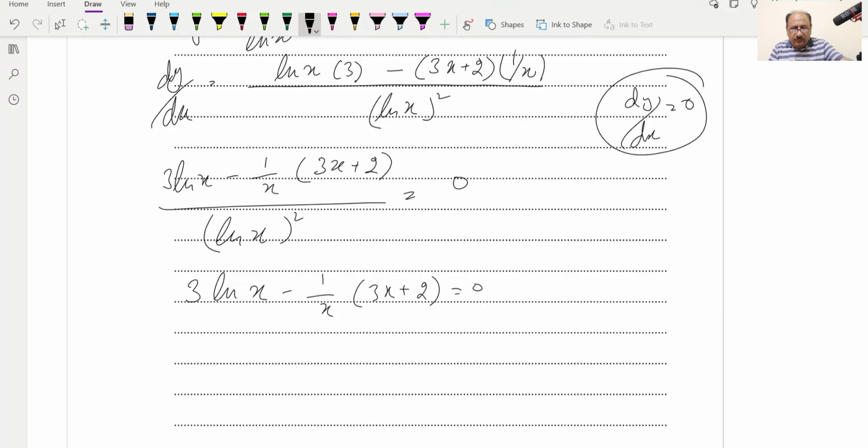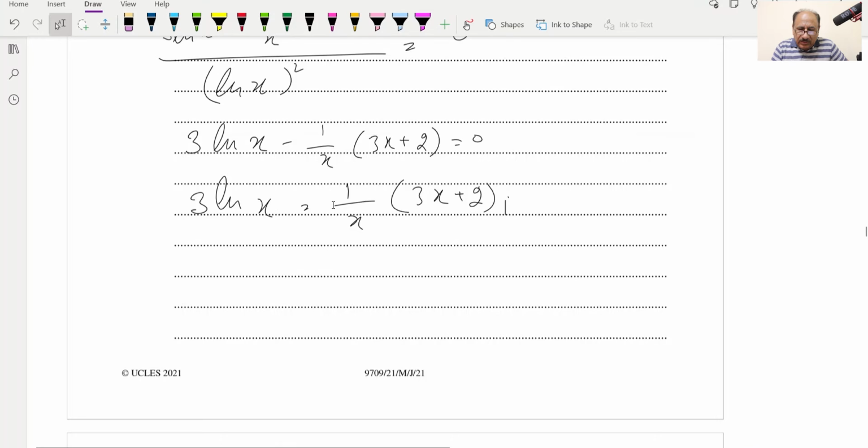Now further we need the value of x, so we'll first shift this to the other side, and this will be 3 log x is equal to 1 over x into 3x plus 2, that's all. So x will be what? We can write basically 3 log x is equal to this, so x will be equal to 3x plus 2.